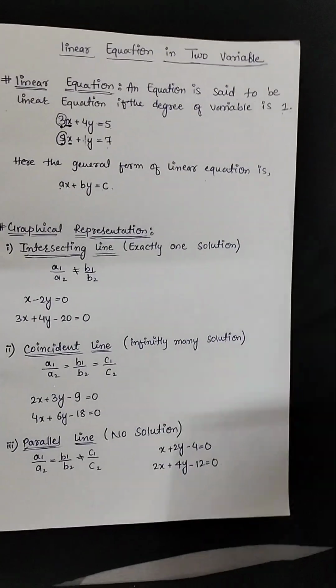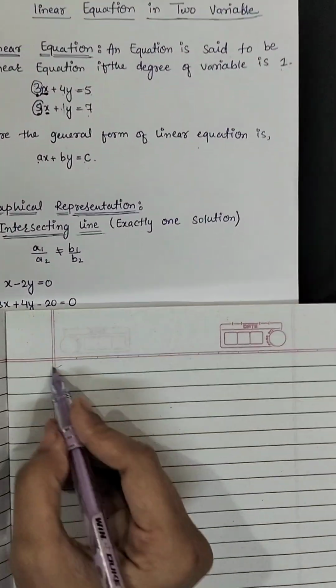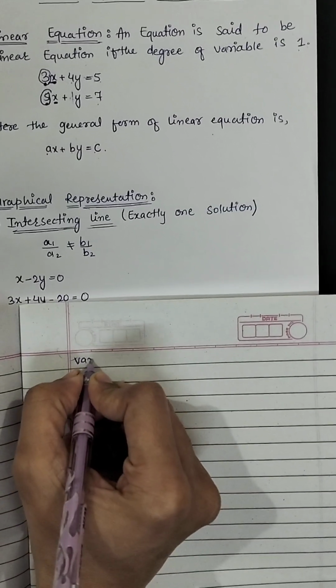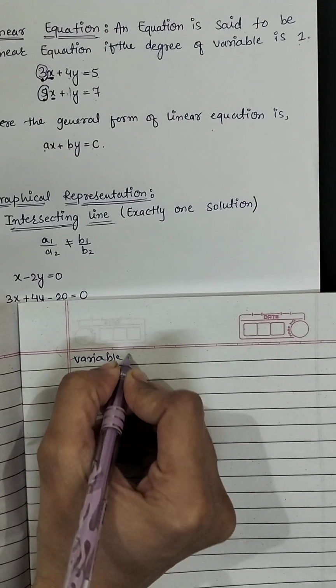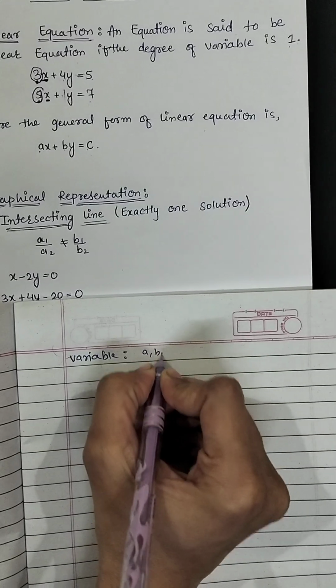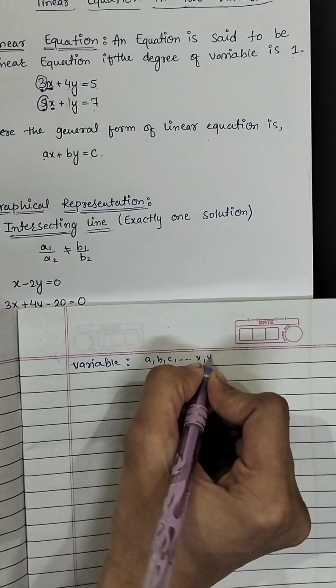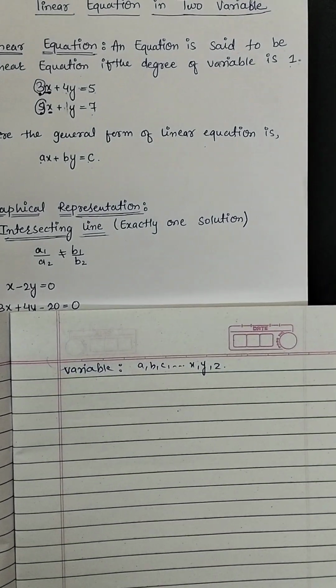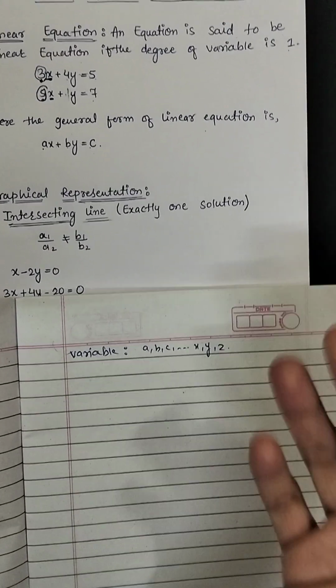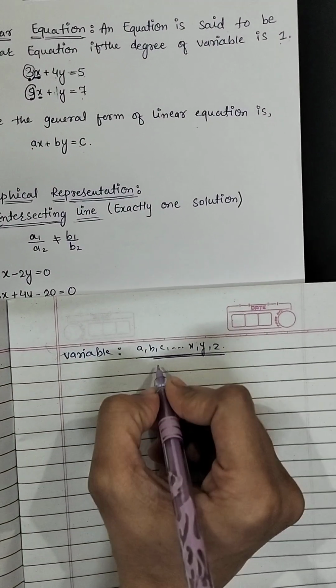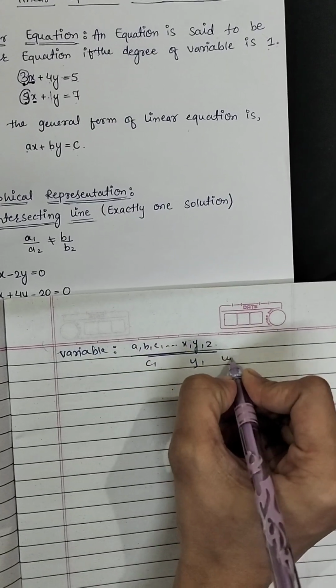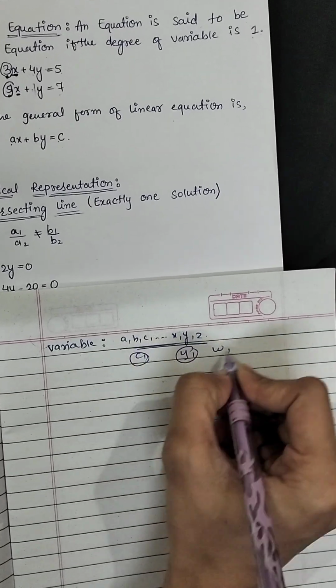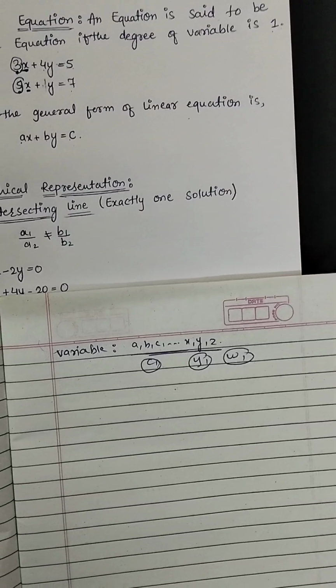What is a variable? We know that, or you know that. A variable is nothing else but the value of an unknown, such as a, b, c up to x, y, z. We know that the unknown numbers are denoted by a, b, c up to x, y, z. We can use any letter such as c, y or w, and we can calculate these values, then they are known as variables.